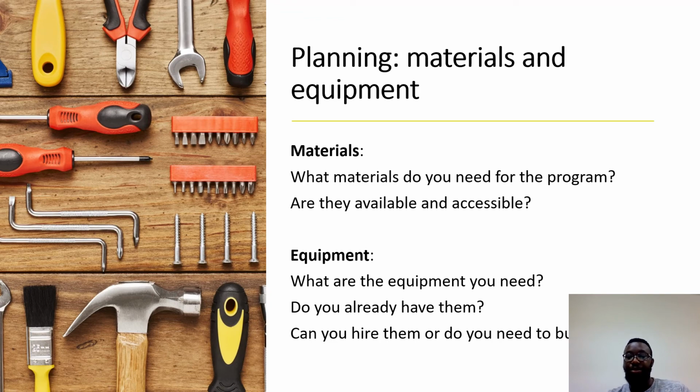Now, if this program is going to be a recurrent program, or something that is going to last over a few years or a few times, then it might be cheaper to buy the equipment if you don't have it. Because if you have to hire the equipment over and over again, by the time you hire 3, 4, 5 times, you might end up spending more money on the hiring than you would have spent on purchasing the equipment. So these are the questions you need to ask yourself, and you think about this deeply to be able to plan the materials and the equipment that you need for your public oral health programs.